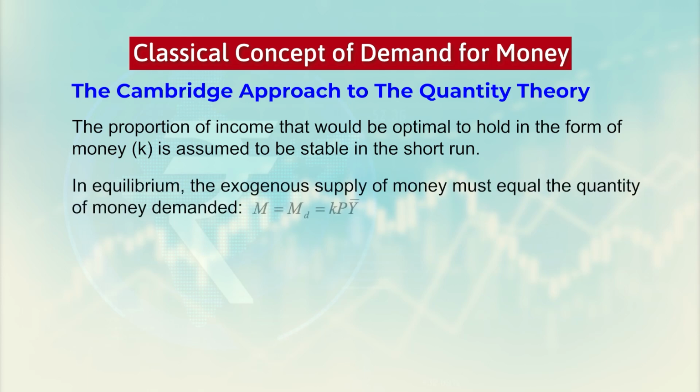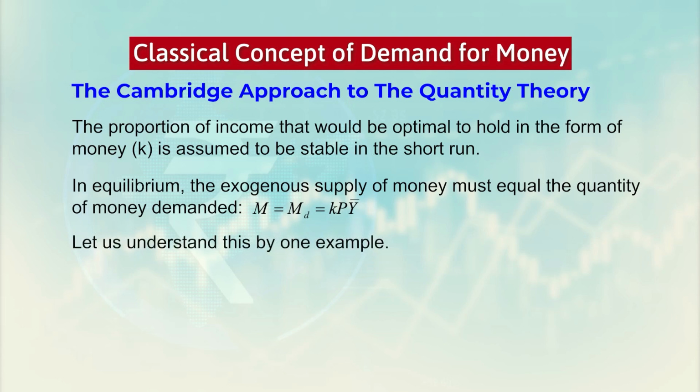So in equilibrium, exogenous supply of money must equal the quantity of money demanded, because what I said in my previous slide is that this is the money demand. But money demand is not the equilibrium. Equilibrium means this money demand should be equal to the money supply, and the money supply is given by only M, not MD, and MD stands for money demand. So this equilibrium means supply is equal to demand, which should ideally be equal to KPY. And here you can see there is Y bar. Y bar means total amount of income or output is fixed in the economy.